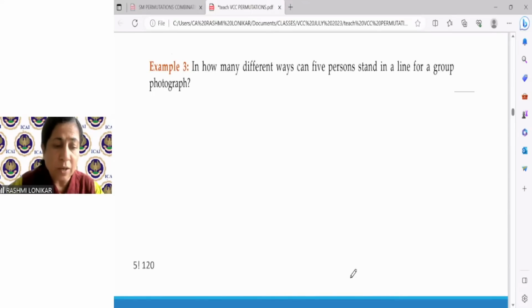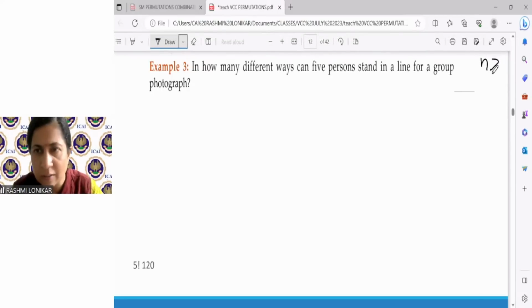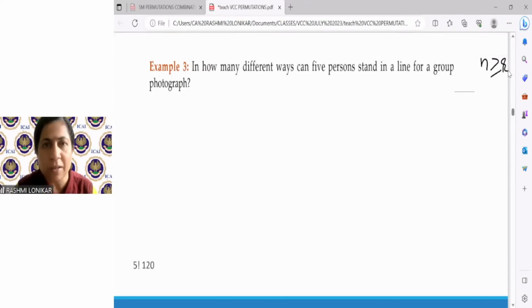Priya Kumari asks, how do you understand which is N, which is R? You should see from which collection you are going to take the smaller collection. Normally, the important thing is that N is always greater than or equal to R. So N will be the bigger number, or at least both numbers will be equal. You cannot have N less than R.